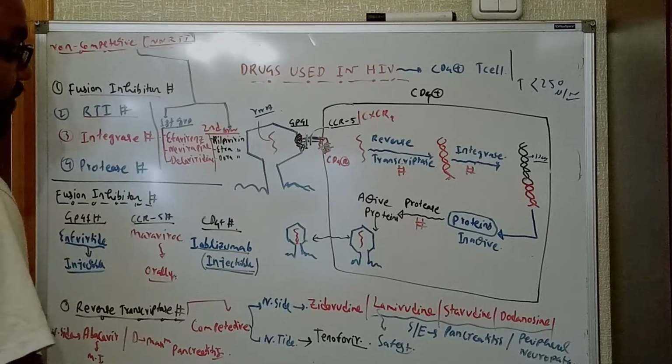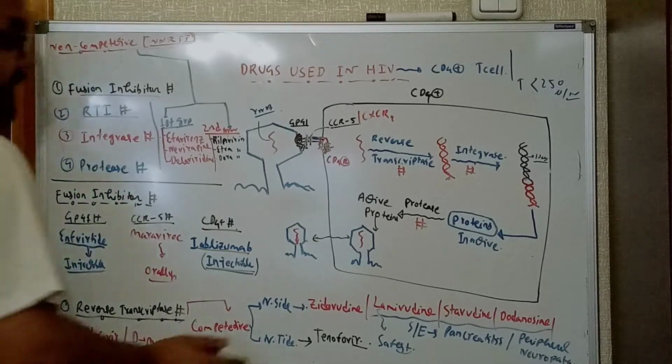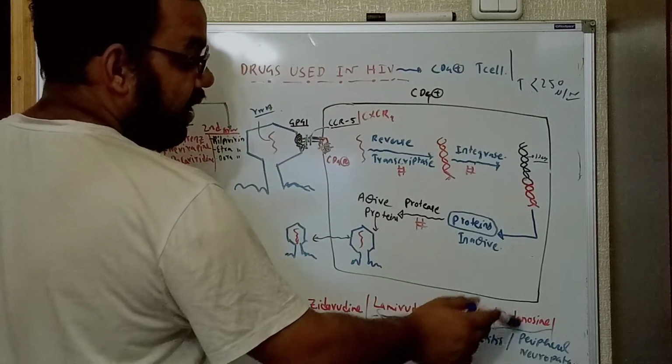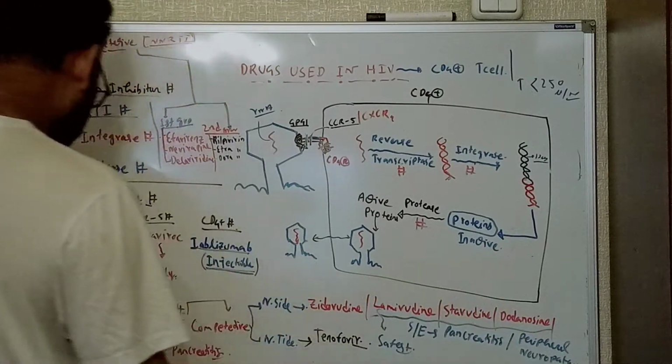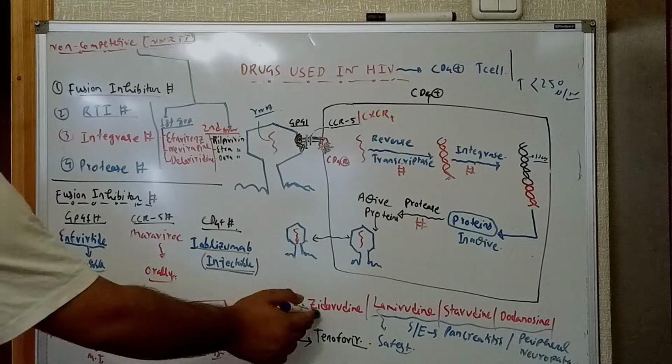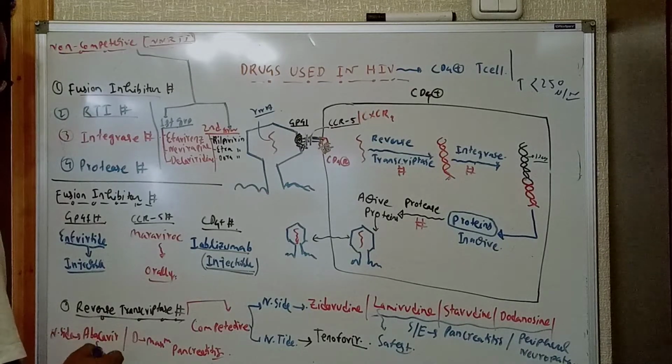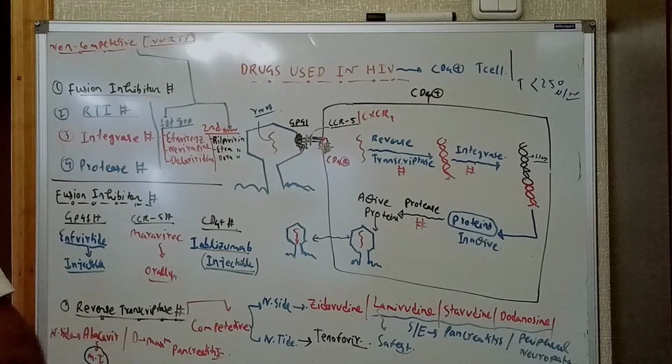From the aspect of the nucleosides, we can use drugs like zidovudine, lamivudine, stavudine, and didanosine. Along with that, with respect to the nucleosides, we can also use abacavir. If someone has a myocardial infection and the patient is also affected with HIV, you can use this drug.